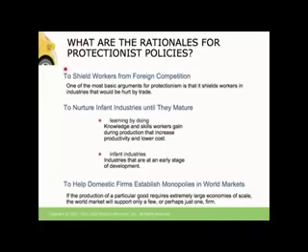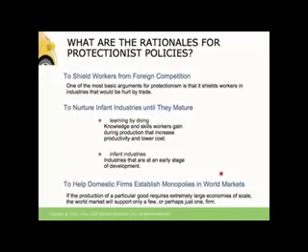Well, there are several different reasons why a country might protect their domestic industries. One is to shield workers from foreign competition. It's one of the most basic arguments for protectionism, so that it keeps workers in an industry that would be hurt by free trade. Another is to nurture infant industries until they mature. Sometimes a country might want to help an industry mature and not force it to compete against a more mature industry in another country. And so there'll be some protectionist policies.